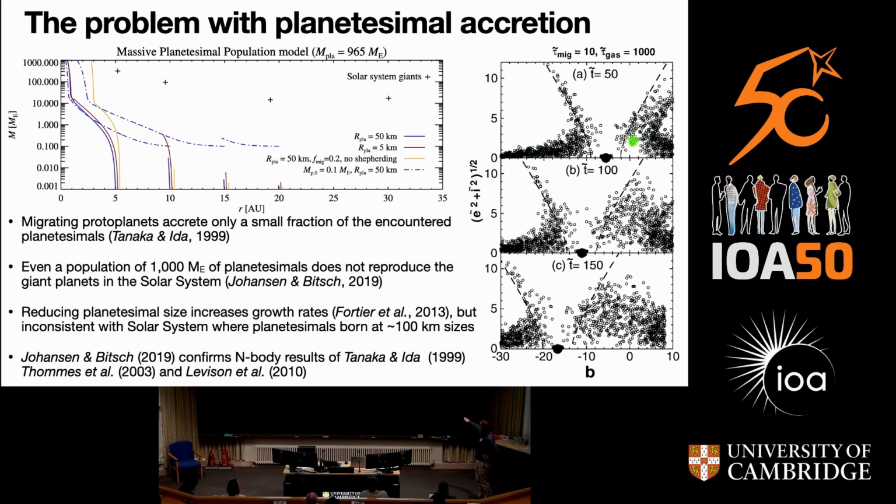It's migrating towards the star, and ideally it should accrete a lot of these small planetesimals around, but what happens is that it scatters them in front, it scatters the planetesimals behind, and as it moves through, it sort of makes a gap in the planetesimal population. It doesn't really accrete planetesimals very efficiently.